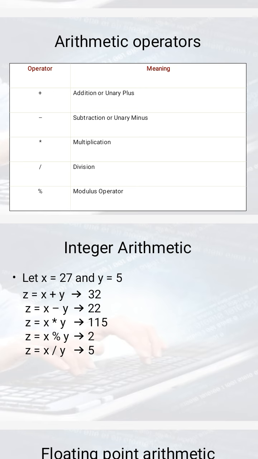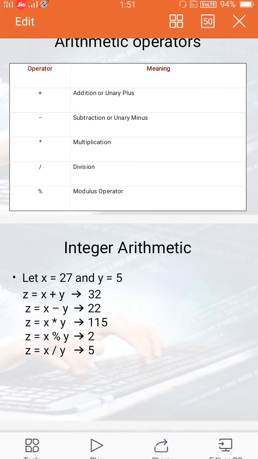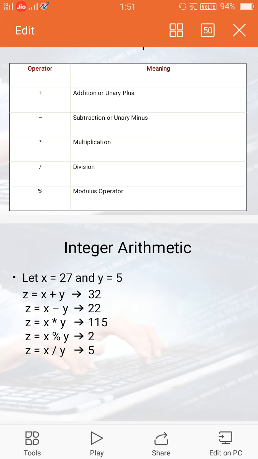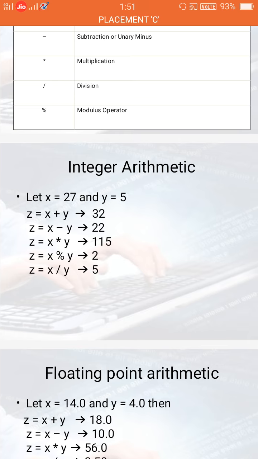So here x mod y, suppose 27 mod 5, represents the remainder value. x by y defines the quotient value. Okay. So we can observe these two points. The remaining operators we all know.